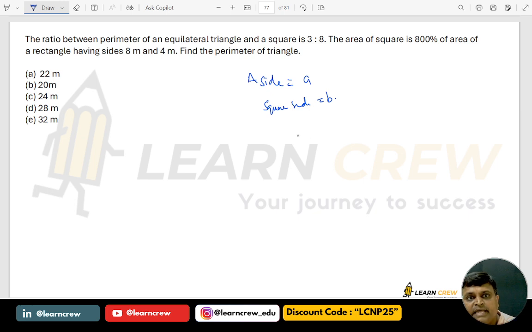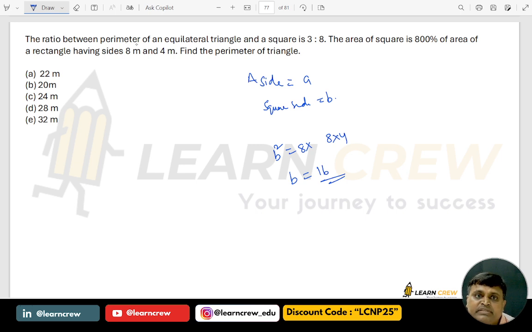With what? Sides 8 and 4, so 8 into 4. The area of square means what? The area of square is B square, which is 8 times the area of the rectangle with these two sides. So B square is this much. So B is equal to how much? So root of this. So you will get 8 into 2, 16. You got B as 16.